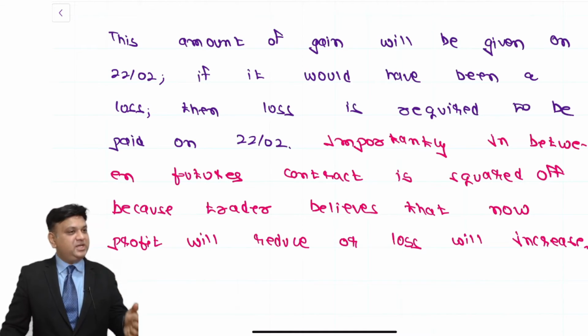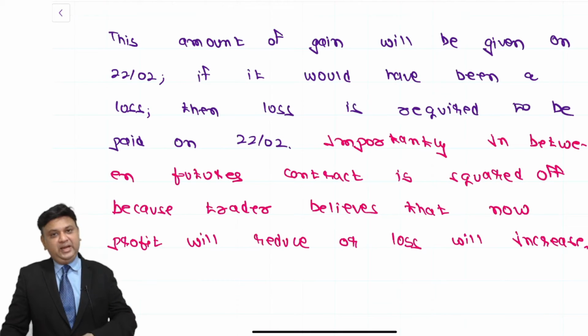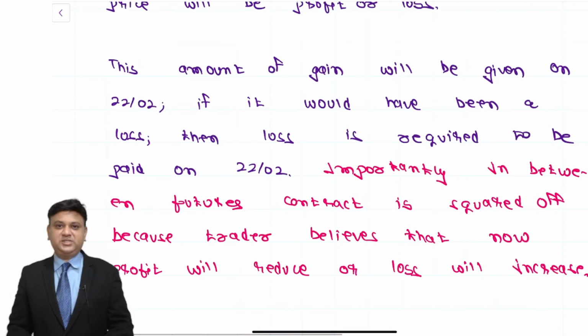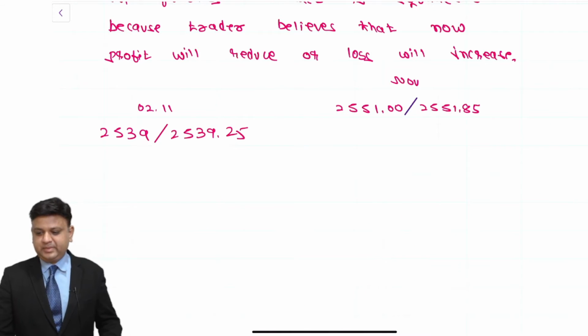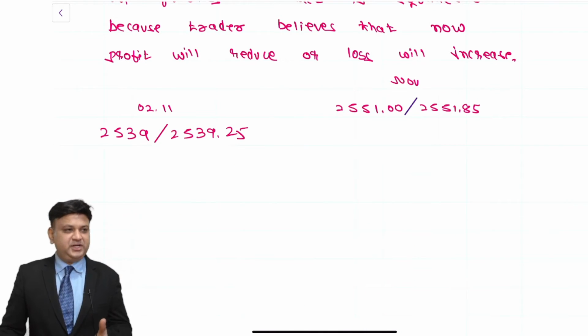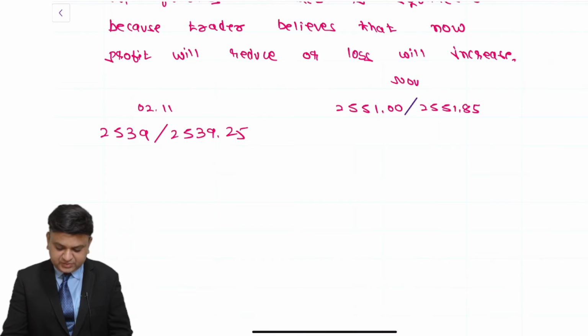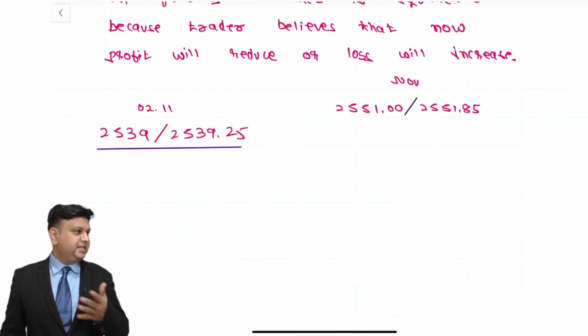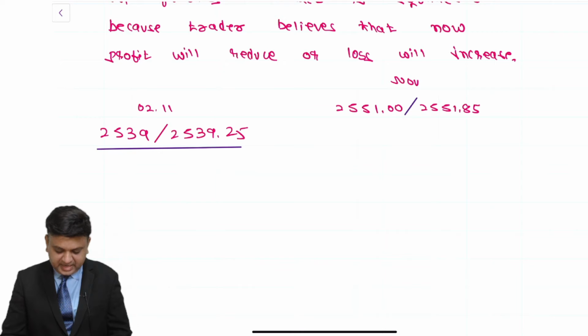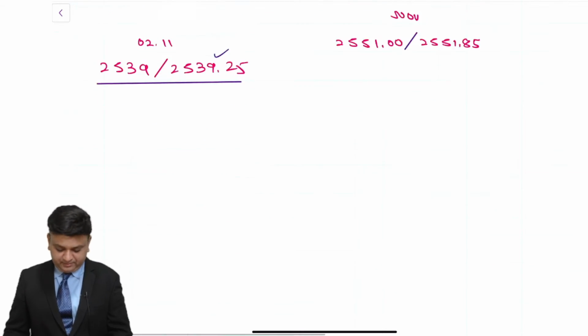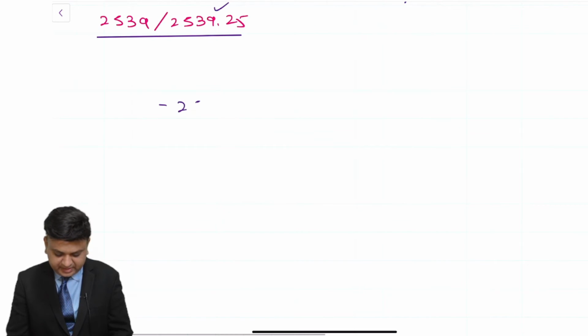Initially you had entered into the sale transaction, so now you are going to buy. Initially you had purchased, so now you are going to sell. That is what we understand. Just for understanding purposes, on 2nd of November in the cash market, if I had purchased the Reliance security, I had to purchase it at 2539.25. That was the price at which I was supposed to buy the security.